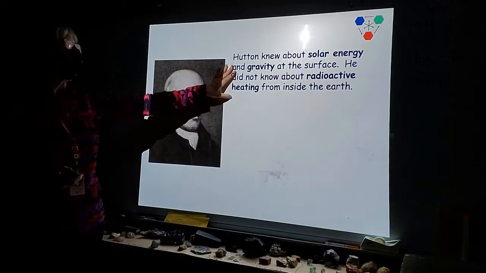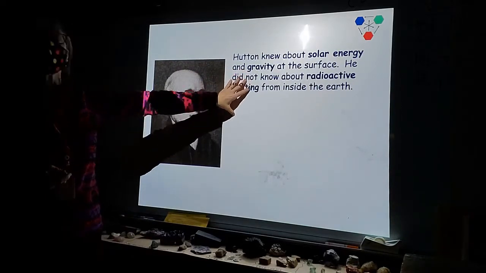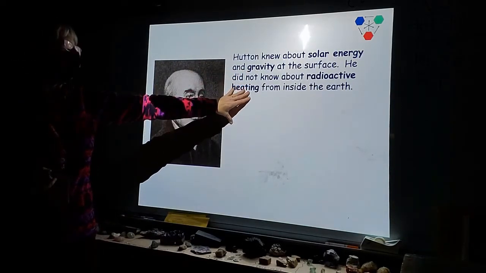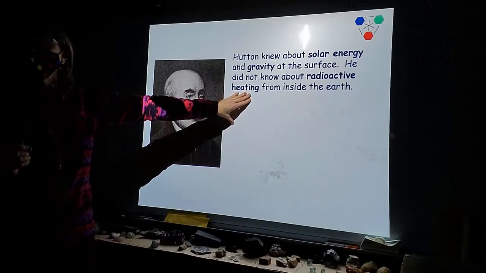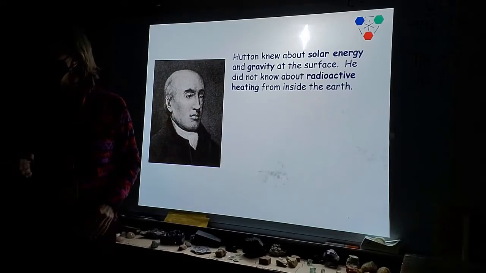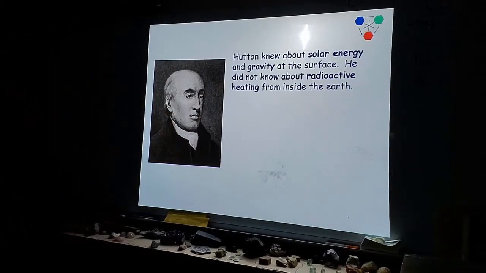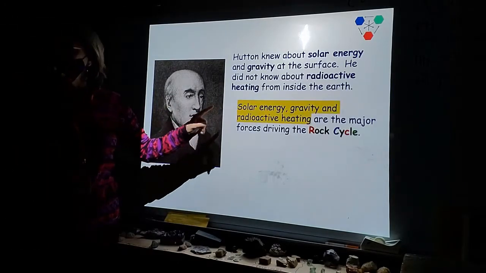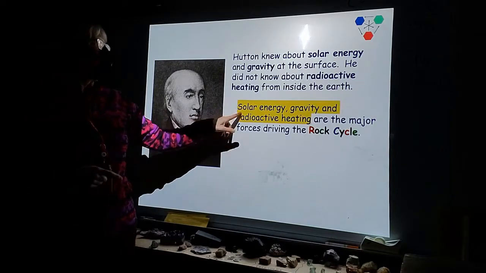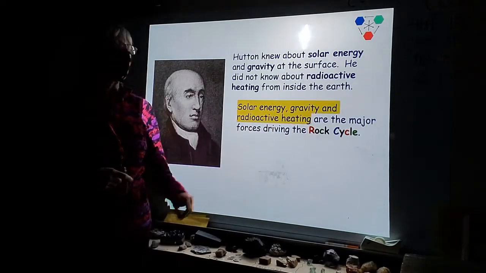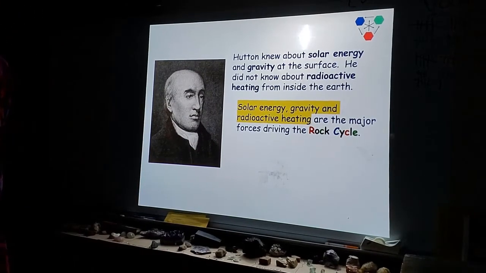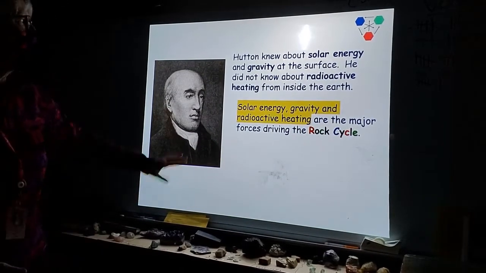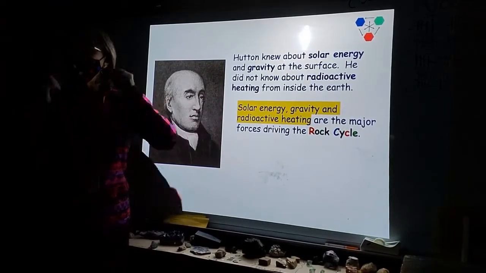So two things he knew about. He knew about solar energy and gravity at the surface. What he did not know was about radioactive heating from inside the Earth. So there are three forces that drive the rock cycle. And those sources are, you can write these down at the bottom of the first page, solar energy, gravity, and radioactive heating. Those are the major forces that drive the rock cycle. All right, so we've already talked about solar energy and gravity. We have not talked much about radioactive heating.